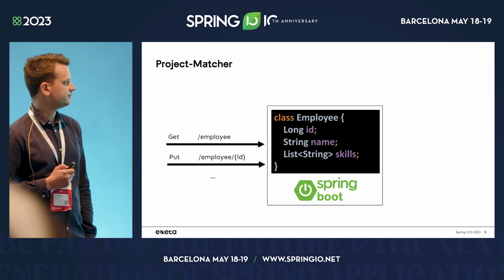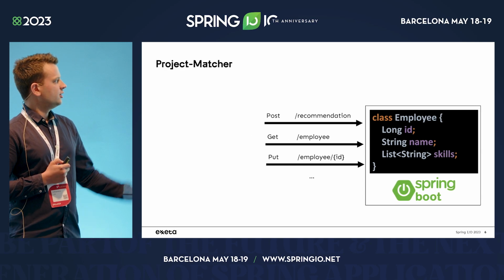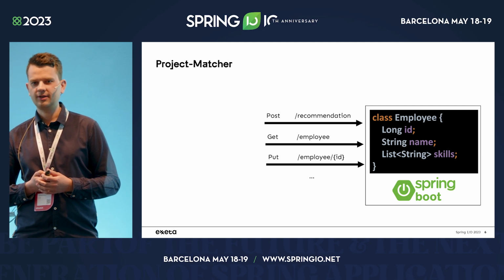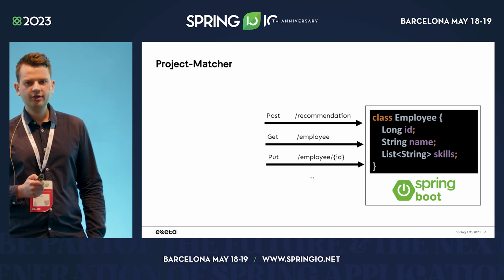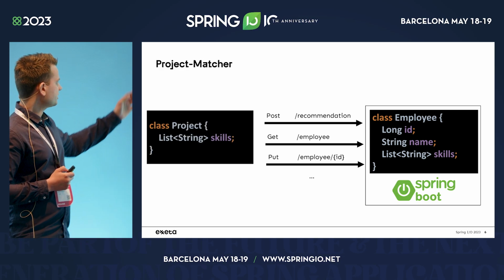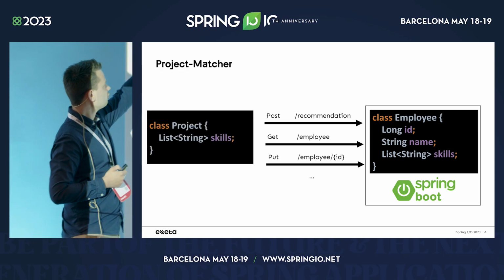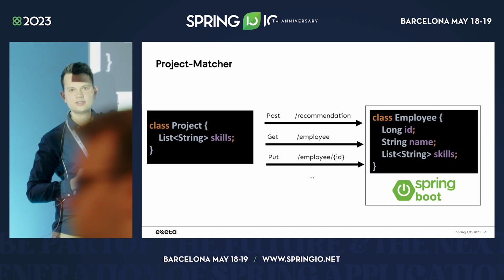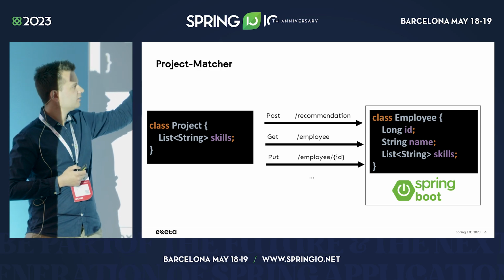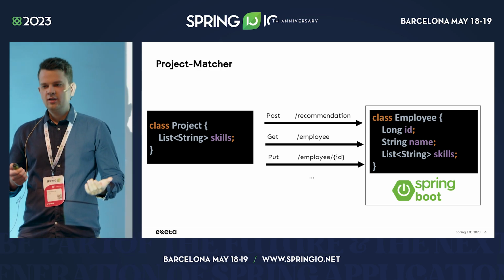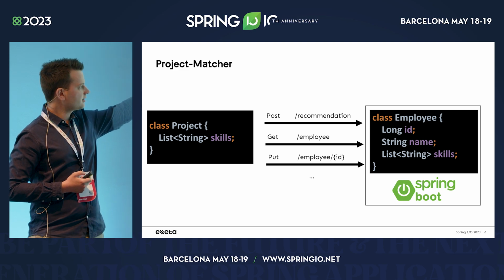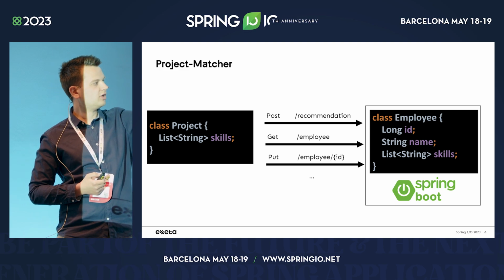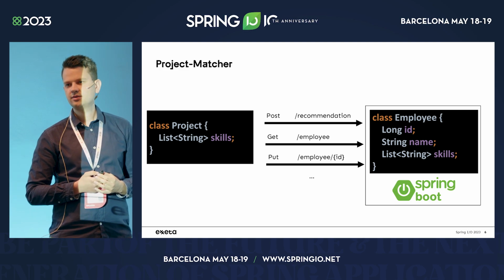So first of all, we exposed a new endpoint called post recommendation. And at this endpoint, we are accepting the request body project, again, as a Java class. And you can see, again, here are a list of skills. And again, every skill is just a string. So these are the required skills for our project. And now we have to find the employees which are the best match for those skills.